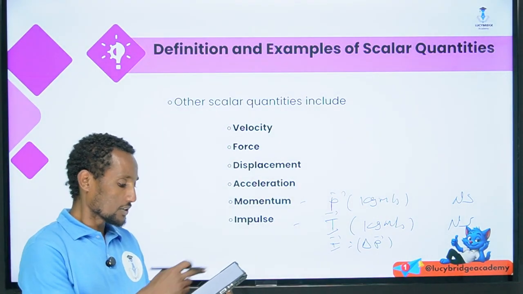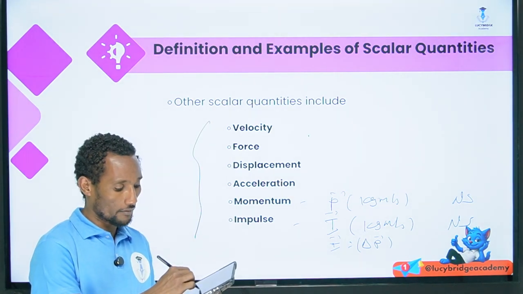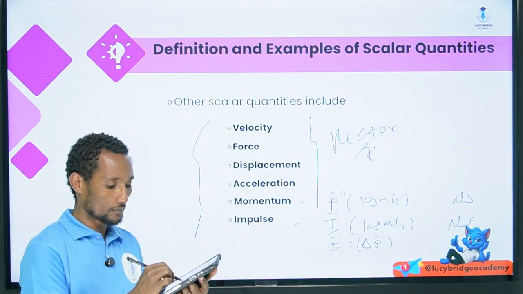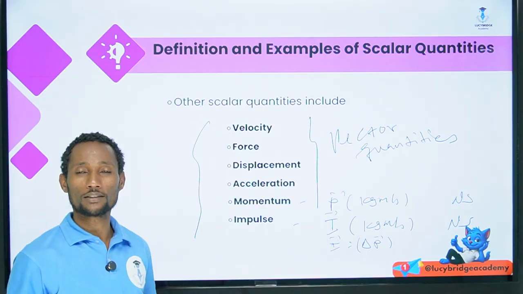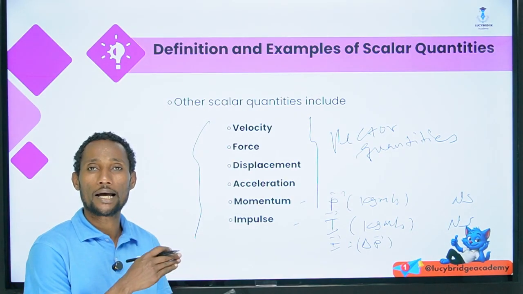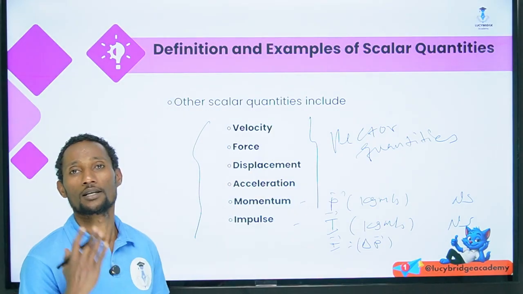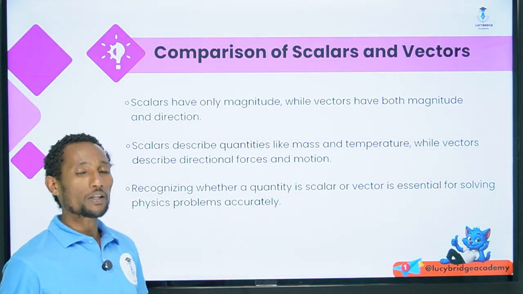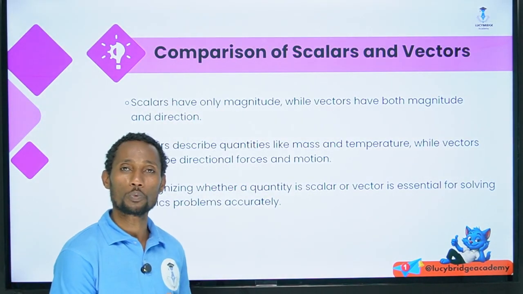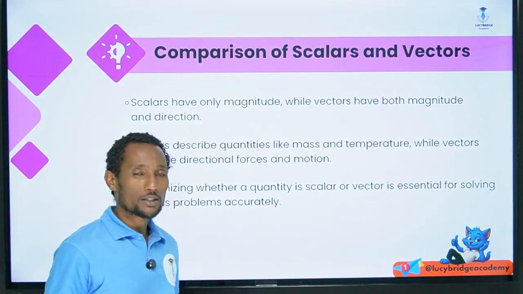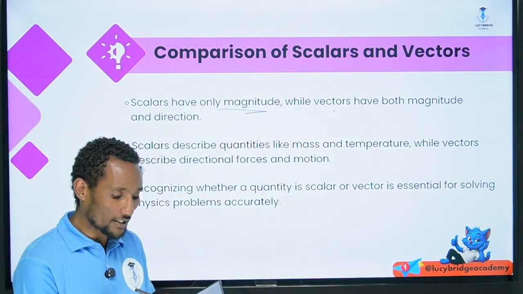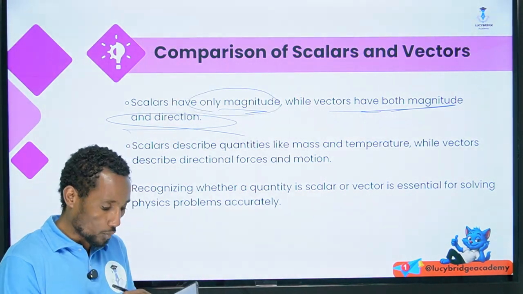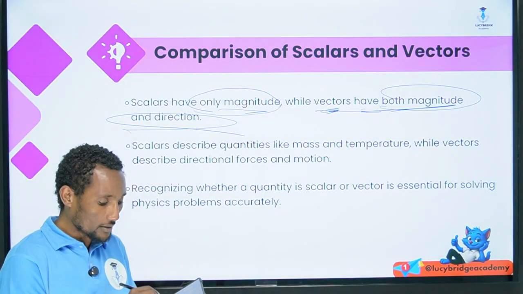So such quantities are also called vector quantities. So you can give a brief classification of scalars and vectors, with different examples, and compare the relationship between scalars and vectors. Scalars have only magnitude, while vectors have both magnitude and direction.